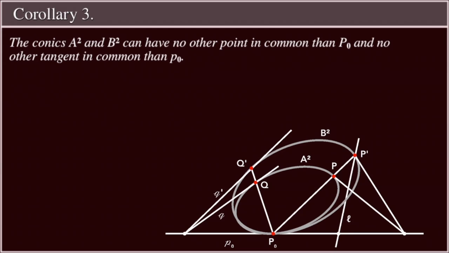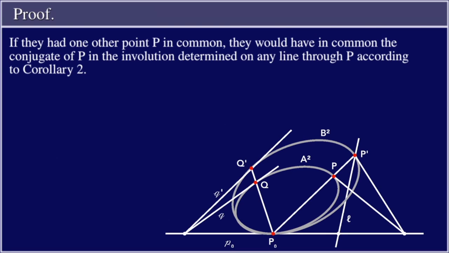Corollary 3. The conics A squared and B squared can have no other point in common than P0 and no other tangent in common than p0. Proof. If they had one other point P in common, they would have in common the conjugate of P in the involution determined on any line through P according to Corollary 2.